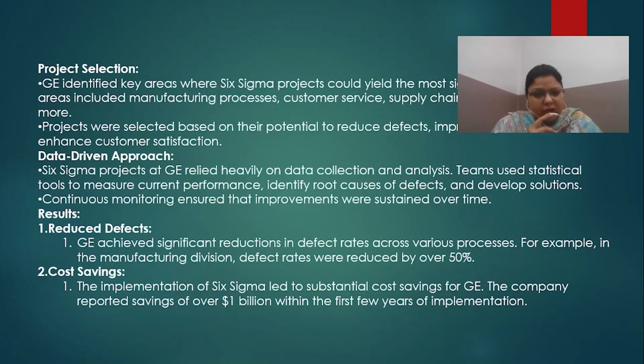Next is cost saving. The implementation of Six Sigma led to substantial cost savings for General Electric. The company reported saving over 1 billion within the first few years of the implementation. After the implementation of Six Sigma, the company worked on cost saving, reducing the overall cost in the manufacturing processes and in the service design, so that the upcoming work will be less costly.